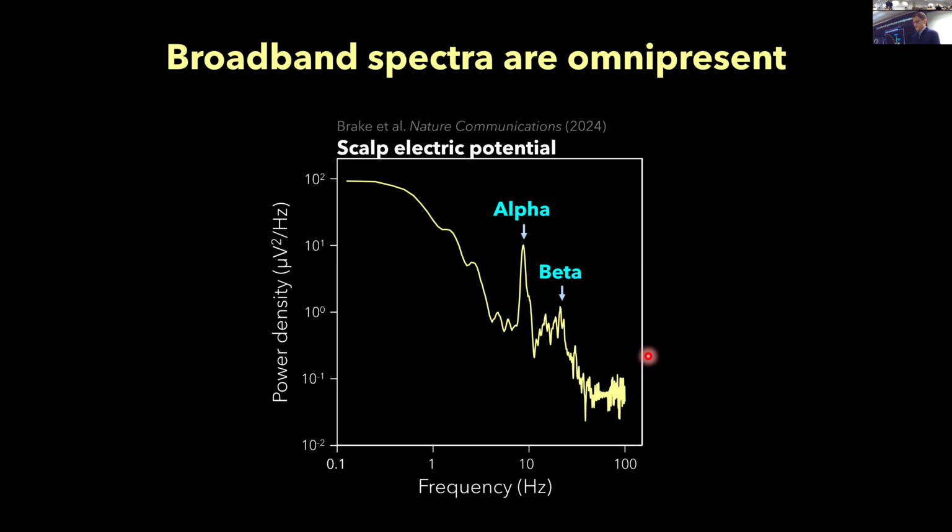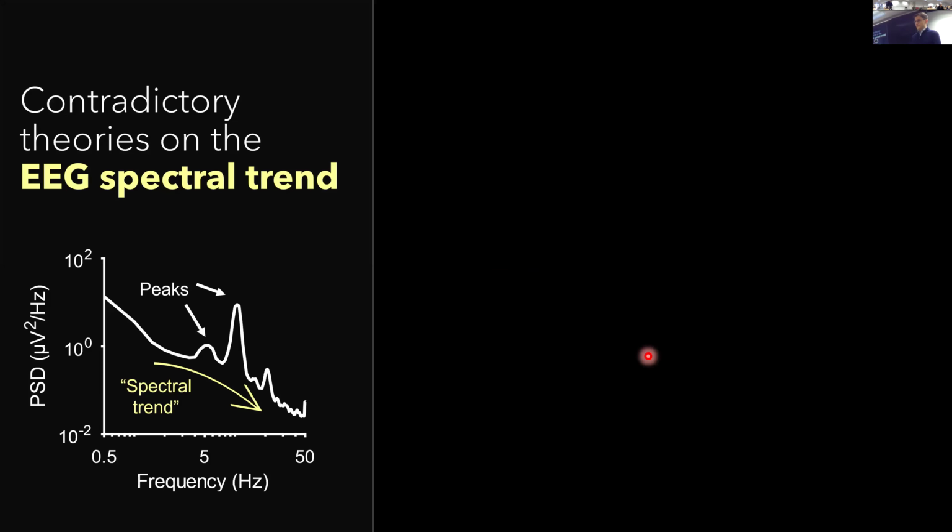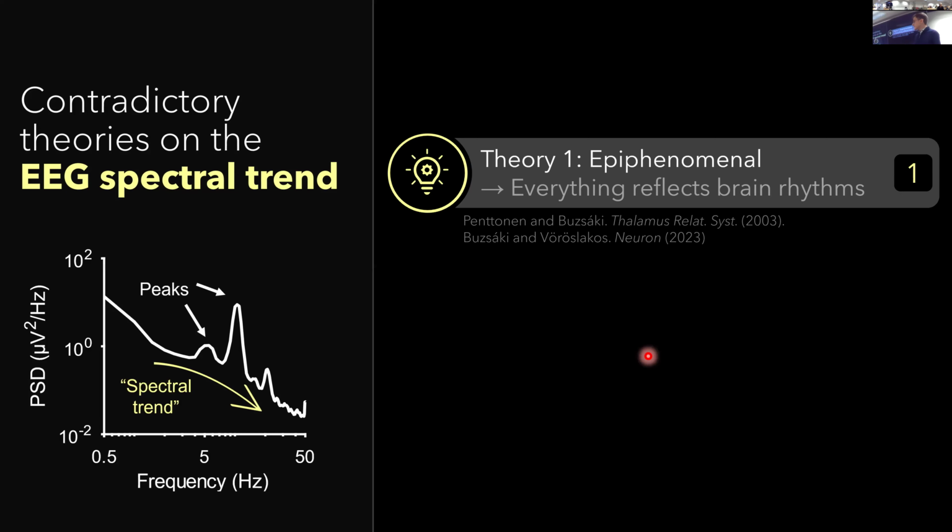And also, understanding how the peaks and the spectral trend relate to each other may be accomplished by understanding the actual mechanisms that produce the signal. So what are the theories for how the spectral trend is generated? Well, there are two main theories and they contradict each other, maybe not surprisingly. The first theory is that the EEG spectral trend doesn't really exist. That's just an epiphenomenon of brain rhythms and everything is a brain rhythm.